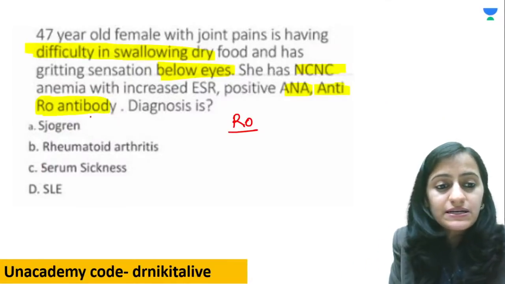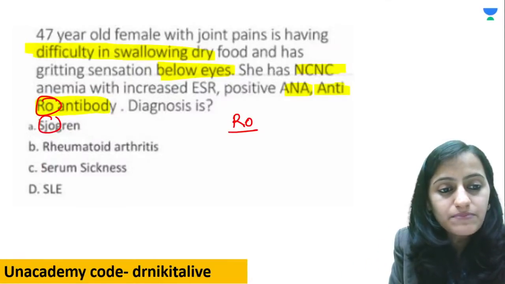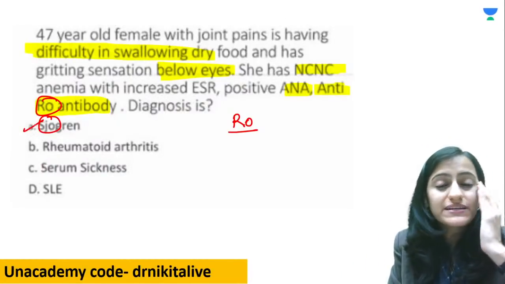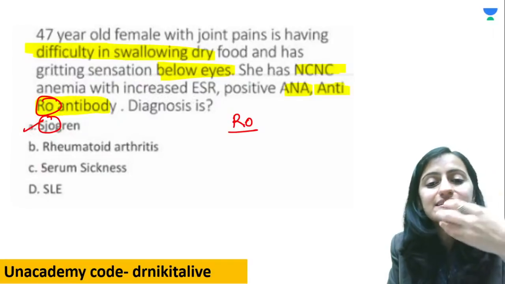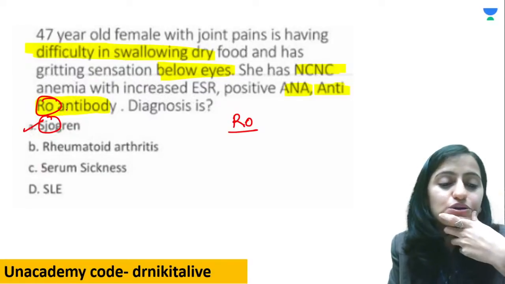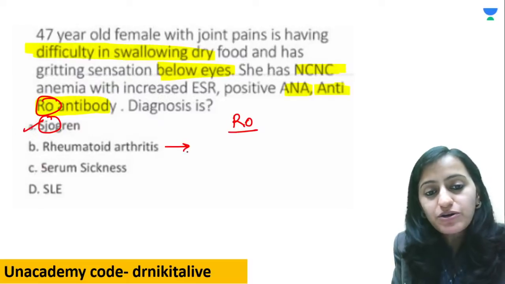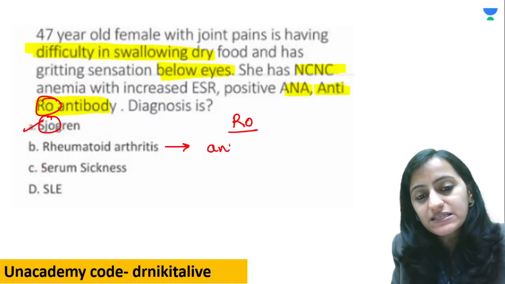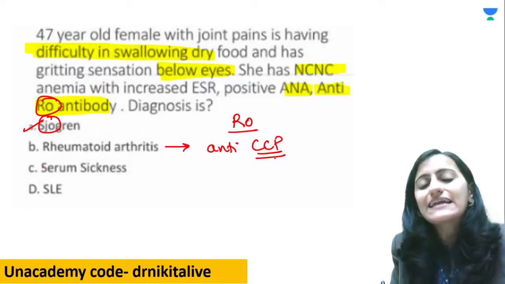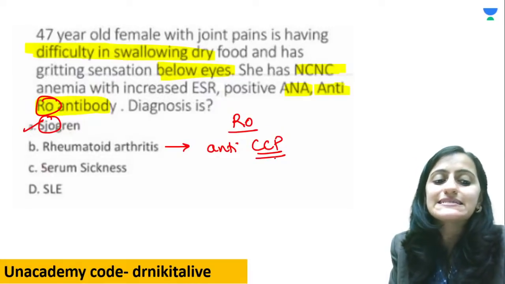So this question where we have anti-Ro is, remember Jo, that is Sjogren's. You get conjunctivitis sicca, the dry eyes, the dry mouth. These are very, very frequently seen in Sjogren's. Rheumatoid arthritis, we have rheumatoid factor. Most specific is anti-CCP. Okay, it is anti-CCP.